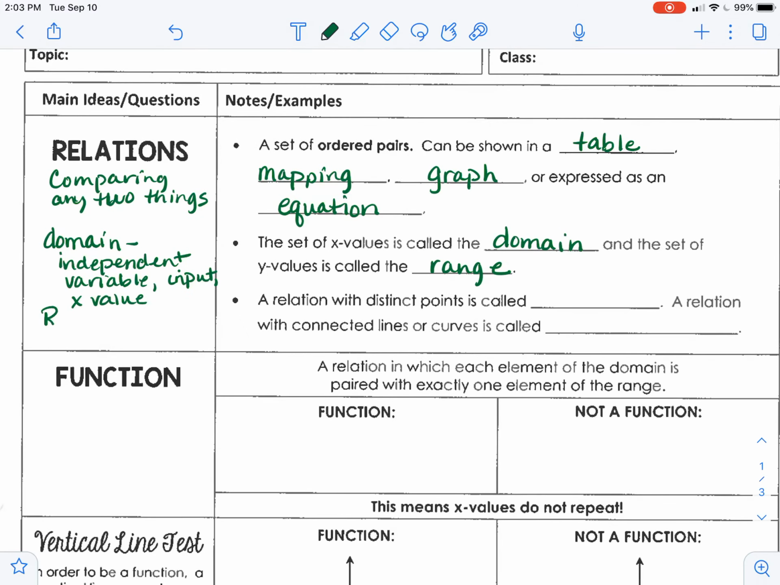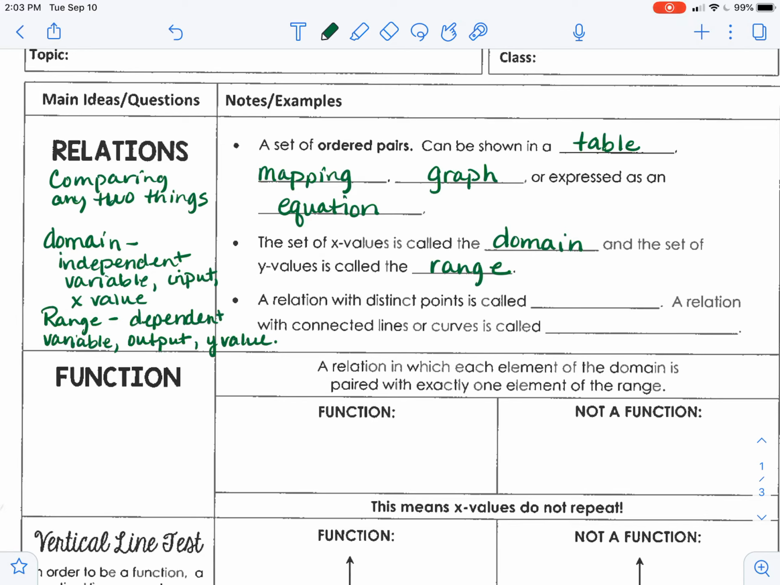Then we have our range, which would be the dependent variable. It is the output, or it is the Y. Okay, so just be aware that we could refer to domain in multiple ways.